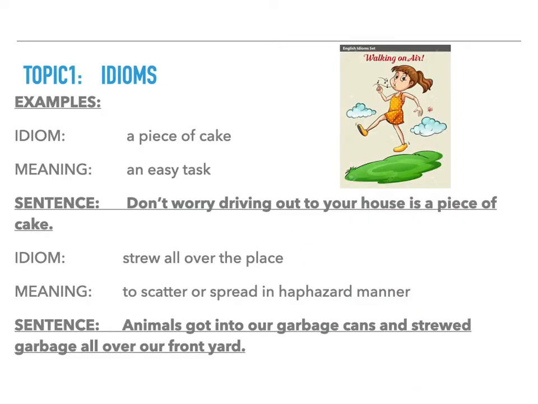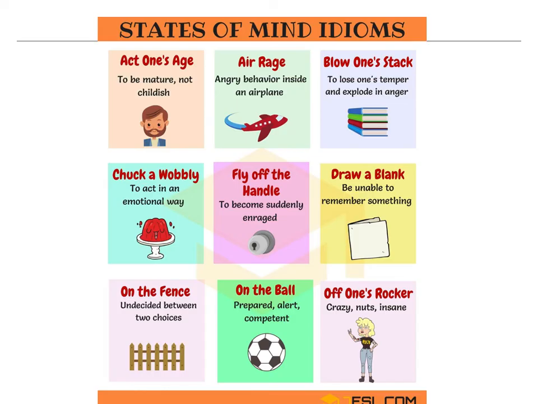Next, a few examples are again here. Idiom is a piece of cake, meaning is an easy task. Sentence: don't worry, driving out to your house is a piece of cake. This is reinforcement of your previous lesson, if you remember. Second idiom is strew all over the place, meaning is to scatter or spread in haphazard manner. Sentence could be: animals got into our garbage cans and strewed garbage all over our front yard. These are again a few examples for you.